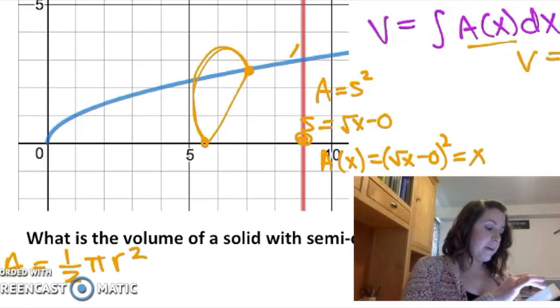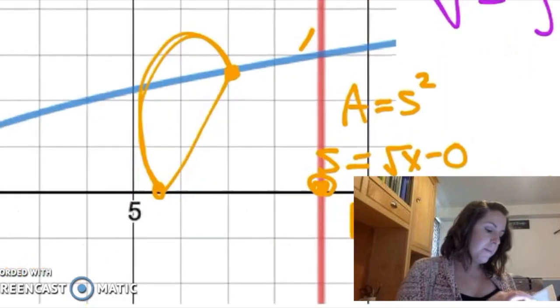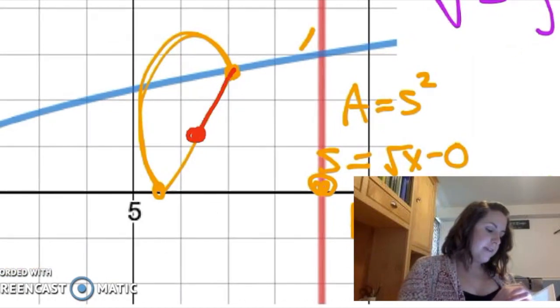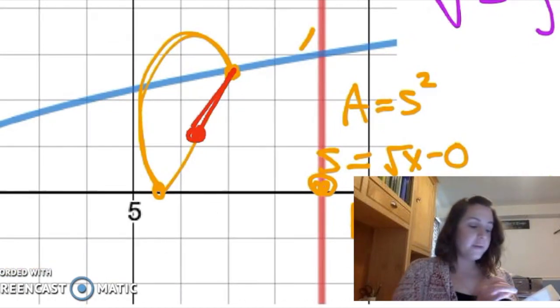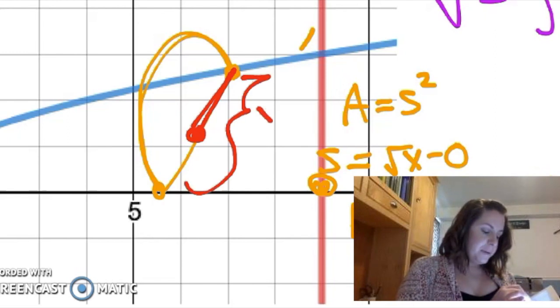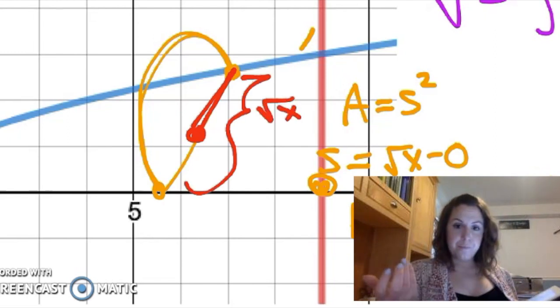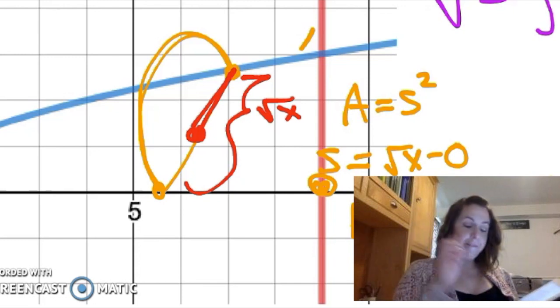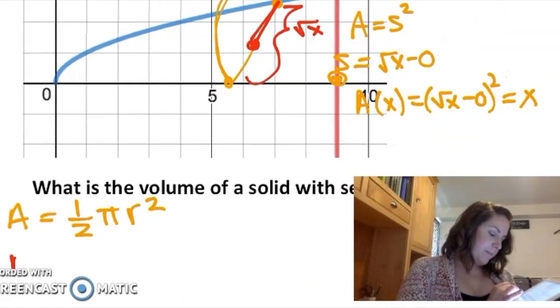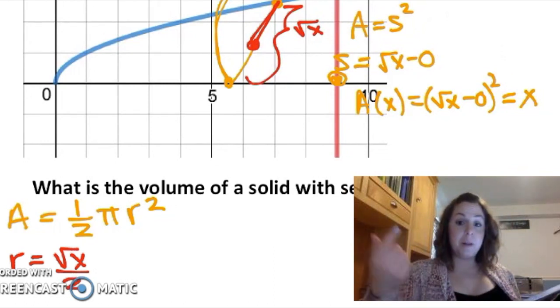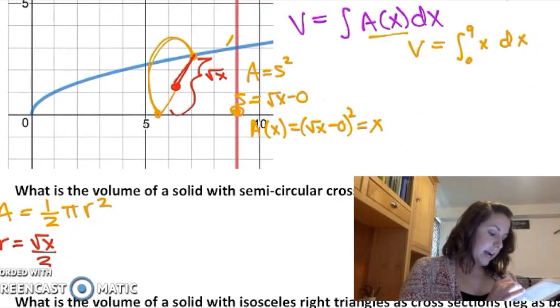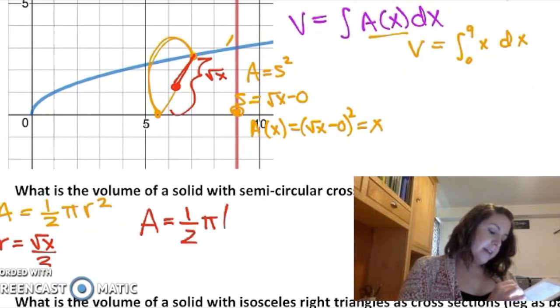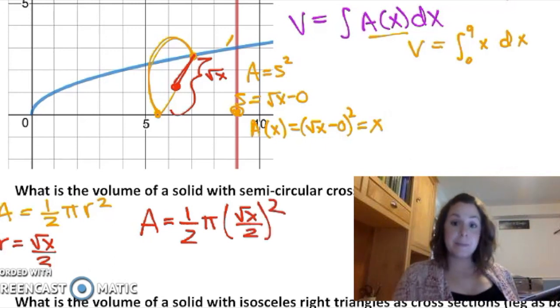So what I need to do is figure out what my radius is. Thinking about this circle, the radius would be from there to there, right? The whole diameter here would be square root x minus 0. The radius is going to be half of that. So your radius here is square root x over 2. And I'm going to plug that into my area function. So your area here is 1/2 pi times radical x over 2 squared. So that's my area function.